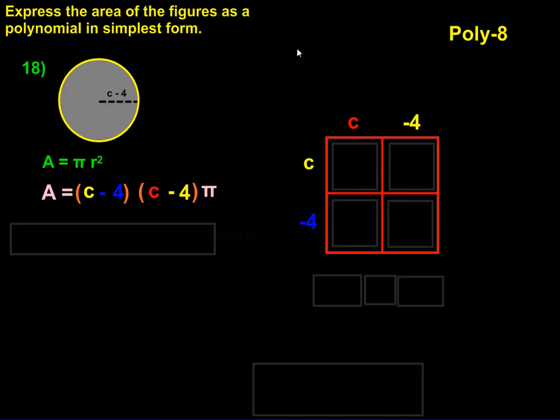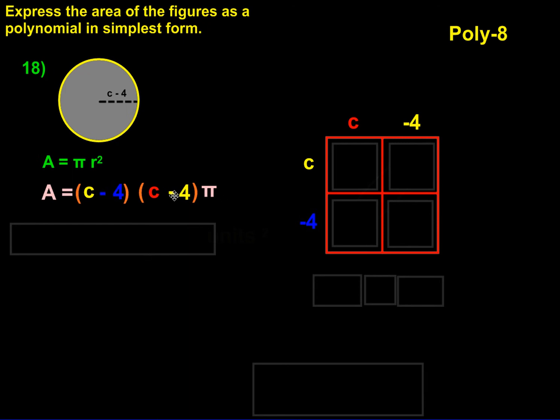And lastly, we'll take a look at number 18. We have a circle. We've been asked to find the area as a polynomial in its simplest form. So you may remember the area of a circle. The formula for that is A equals pi r squared. We were told on the picture that the radius is c minus 4. So if we plug that in, you might quickly recognize that what we're doing here is the radius as a binomial times a binomial, and then we're going to take that and multiply it times pi.